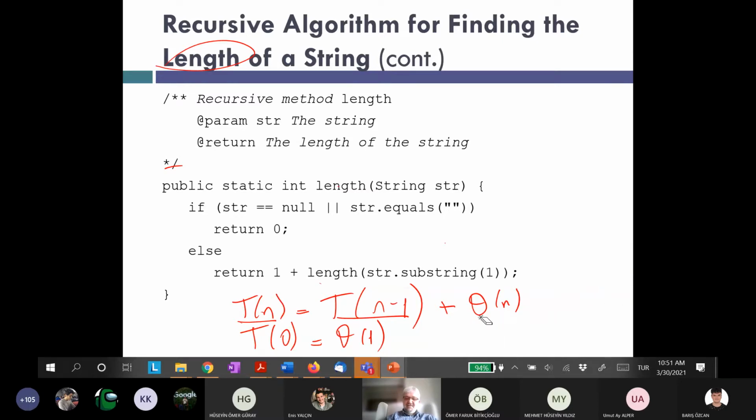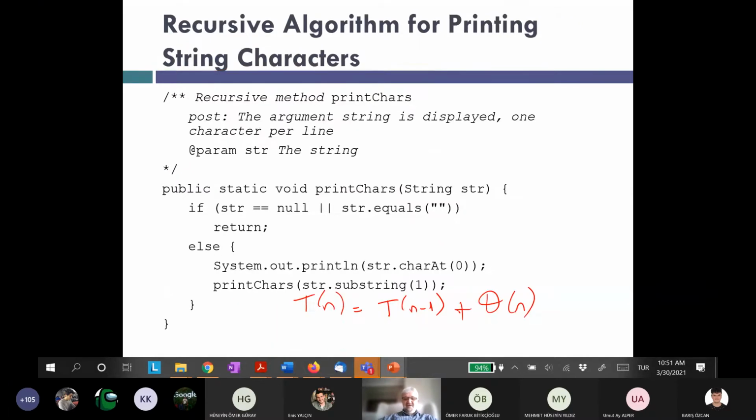For the time being, this is the running time, the recurrence relation for this one. Let's keep it. What about the recurrence relation for this one? Again, same, right? For T is equal to T0, meaning the base case, the running time of this operation is constant time.